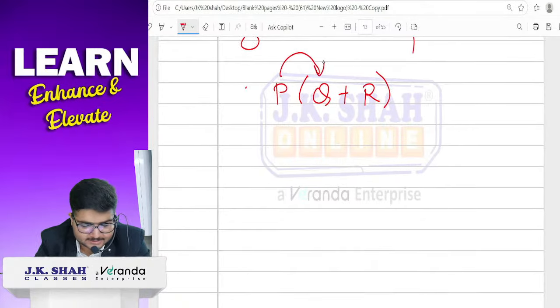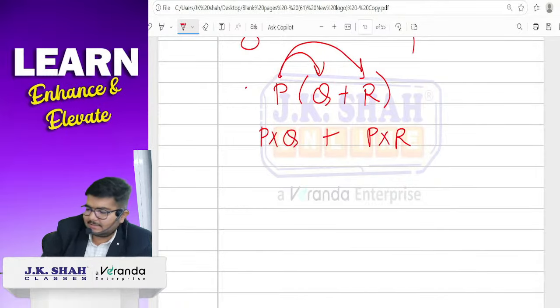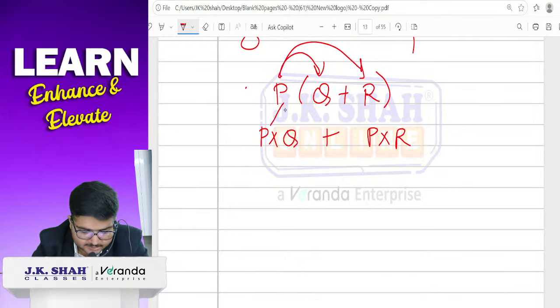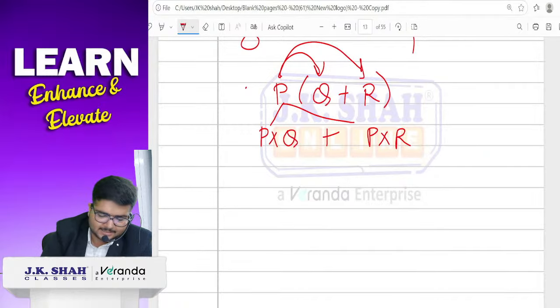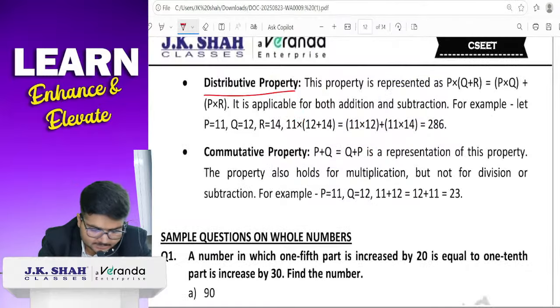First you will multiply p and q, p multiply by q plus p multiply by r. This is the step that you are going to do, right? And this is called distributive property, because you have distributed p among q and r, and that is why it is called distributive property. The example is the same which is given in your book.